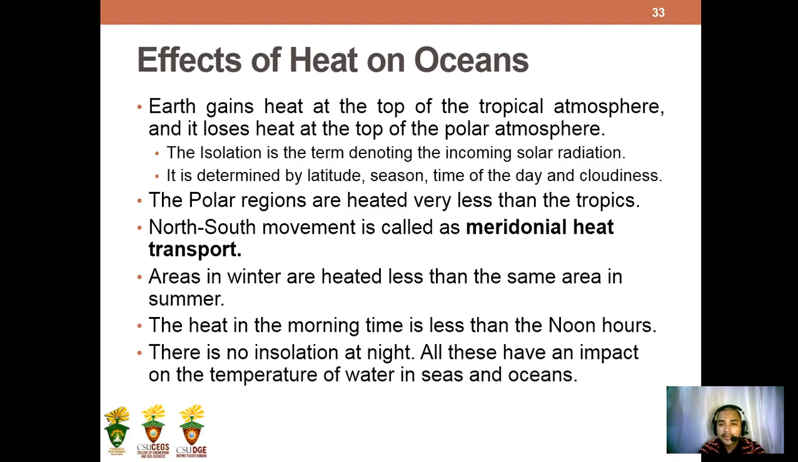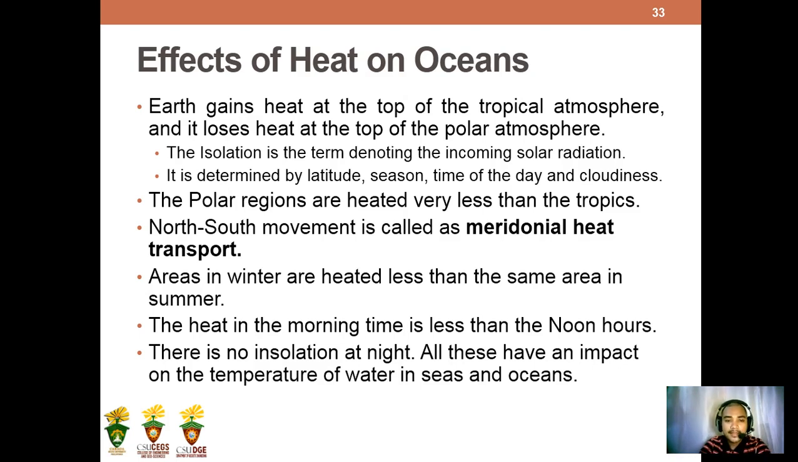It is stated here that the Earth is gaining heat at the top of the tropical atmosphere, which is located at the equator, since the sun is seen every day in tropical countries. And the heat is lost at the top of the polar atmosphere, since it is colder in this part and they are not struck by sunlight as much when compared to the equatorial or tropical atmosphere.